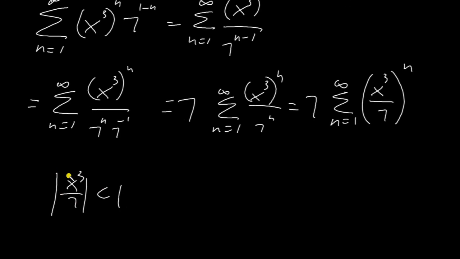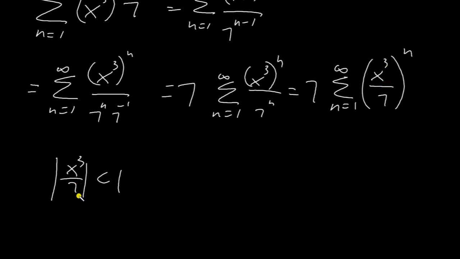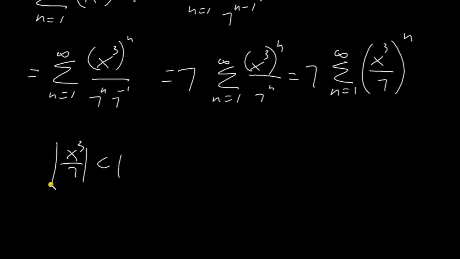And remember, x is not really a variable here, it's a constant. So don't think you're doing anything really fancy here. x is just a constant. So we want to figure out for what values of x this absolute value is less than 1, like we have here. I'll take it step by step. I'll say -1 is less than x cubed over 7 is less than 1.